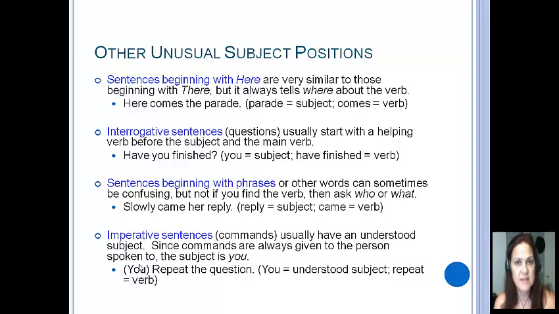So the 4 types of sentences here that have unusual sentence positions for their subjects are sentences that begin with here, interrogative sentences or questioning sentences, sentences that begin with phrases or other words, and imperative sentences.